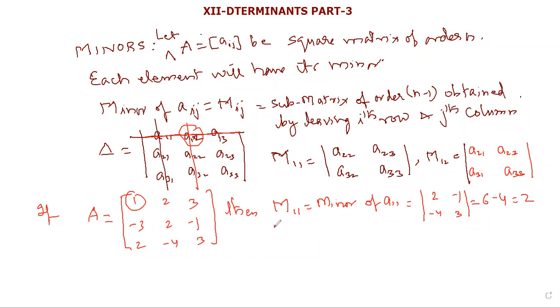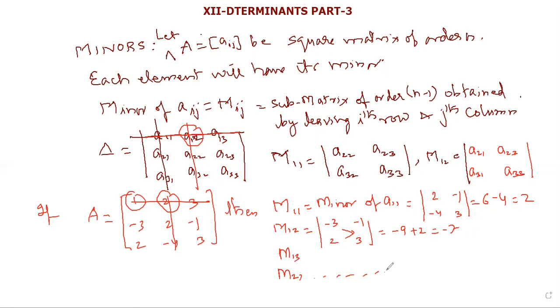Similarly, we can find the minor M12. M12 means this element, which is in this row and this column. What is left? Minus 3, minus 1, 2, 3. Multiply minus 3 into 3, minus 9, minus of minus 2, so plus 2, and the answer is minus 7. Similarly, we can find the minor of 13, minor of 21, 22, 23, and so on. Hope you understood.